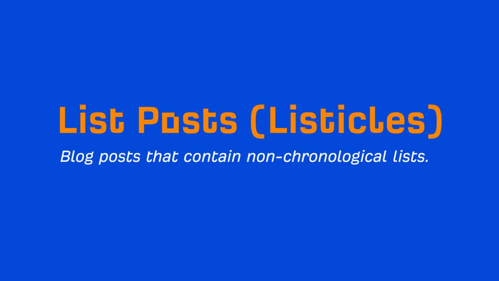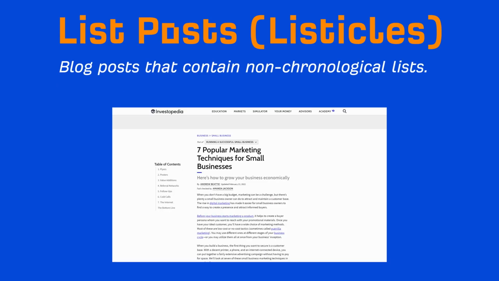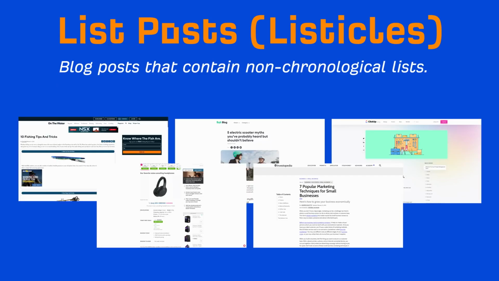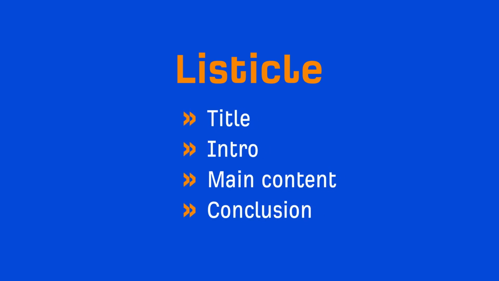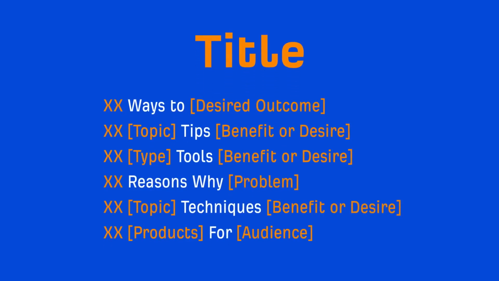These are blog posts that contain non-chronological lists such as tips, product recommendations, tools, techniques, myths, mistakes, or whatever. Let's go through the different parts of a listicle, starting with the title. Plain and simple, you can use any of these templates. Let's turn them into working titles.